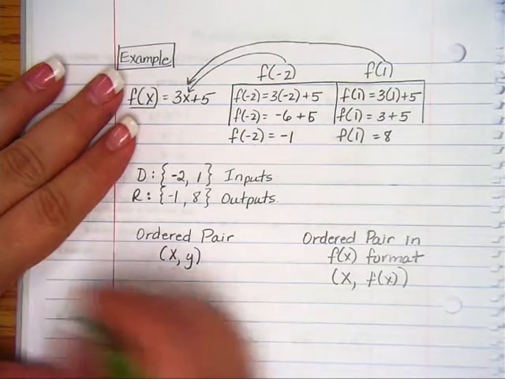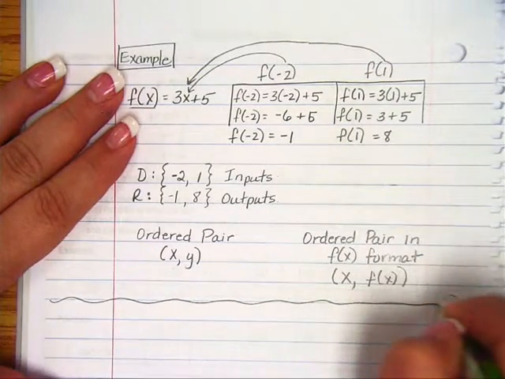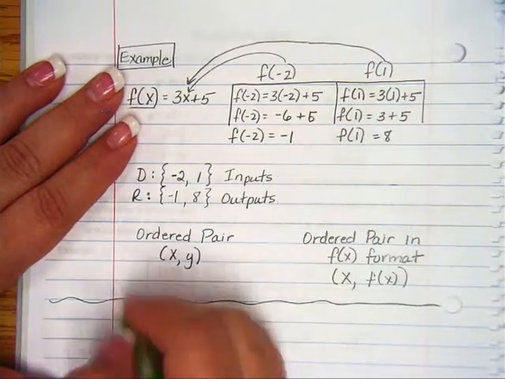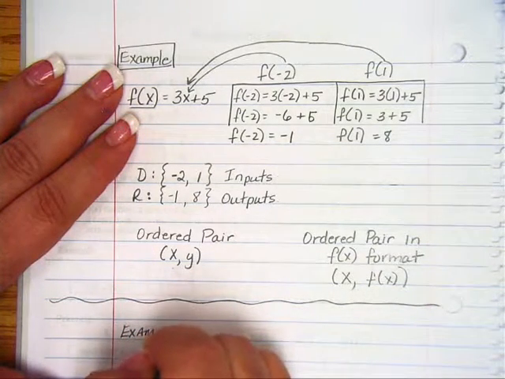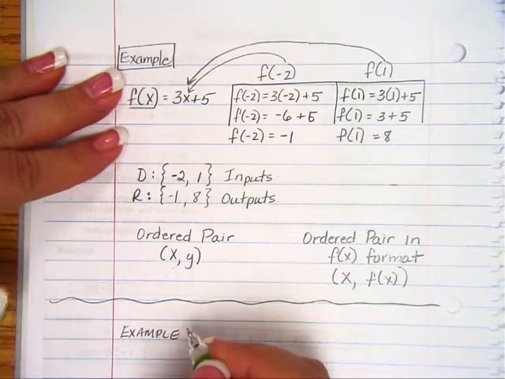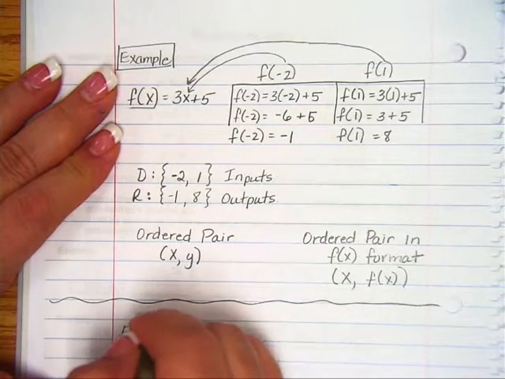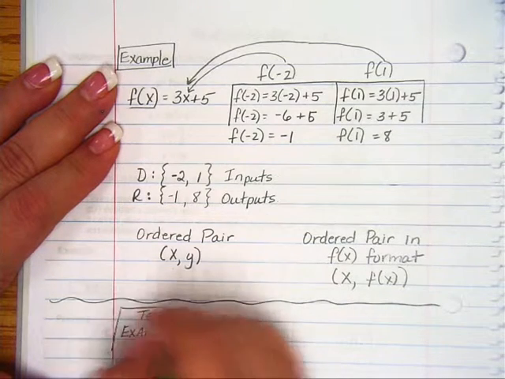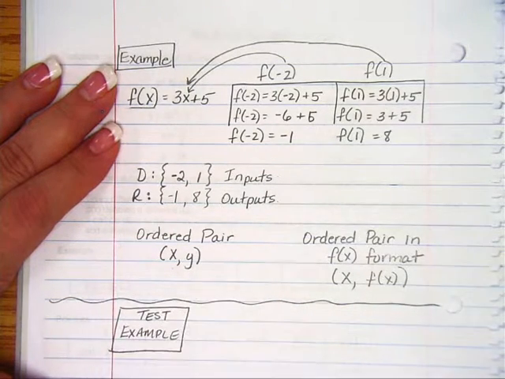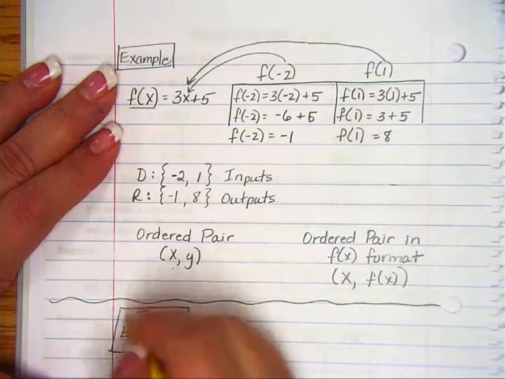Now, all of that is fine and dandy. How are you going to see something like this on a test? This is what you want to pay attention to right here. This is a test example. And guess who makes out the test? So I would pay attention to this.